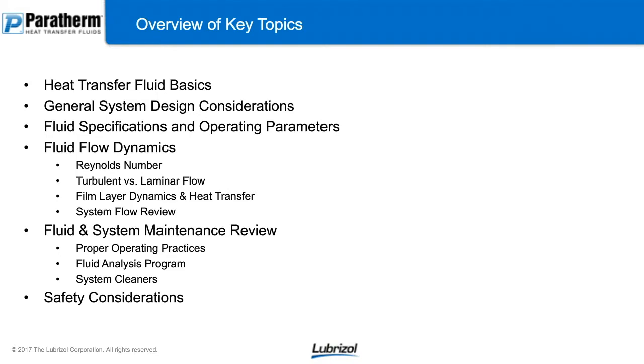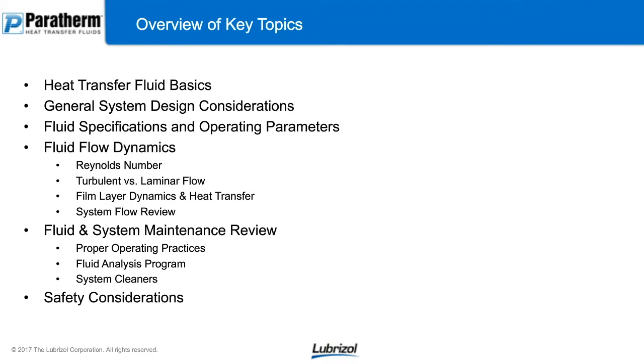We're going to go into fluid specifications and operating parameters, and then into the meat of the presentation, which is the fluid flow dynamics section. In this section, we're going to be discussing Reynolds number, how that relates to turbulent versus laminar flow in your system. We're going to go over the dynamics of what happens at the film layer of your thermal fluid tubing and the heat transfer that takes place there and why flow is so crucial to that specific area.